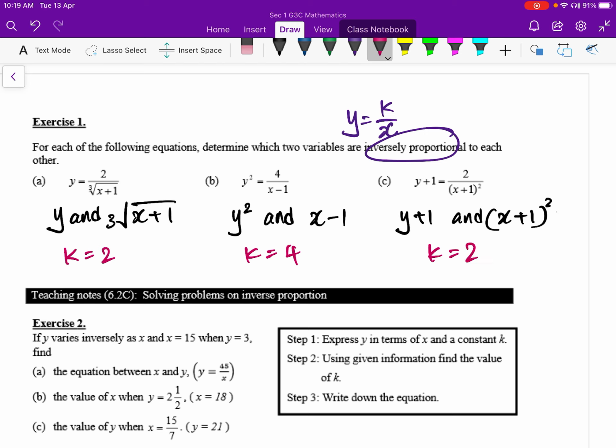So they are inversely proportional. As the denominator increases, the value on the left hand side of the equation decreases. One becomes bigger, the other becomes smaller.